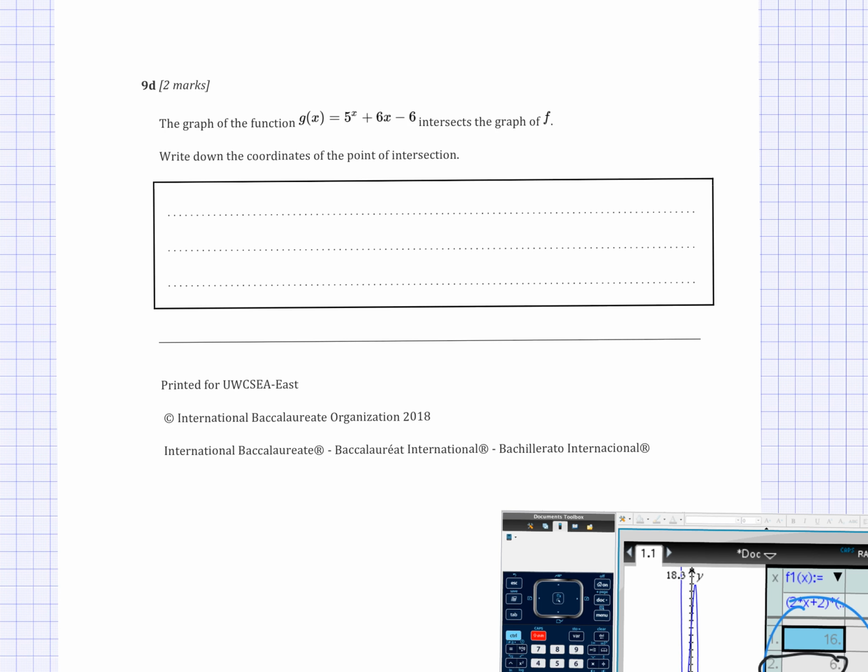So if I clear these out, let's get rid of it. Can I get rid of it? There we are. What did I say? I can't even remember now that I've got rid of it. 1.49. So my coordinate is 1.49 and 13.9. And there we are.